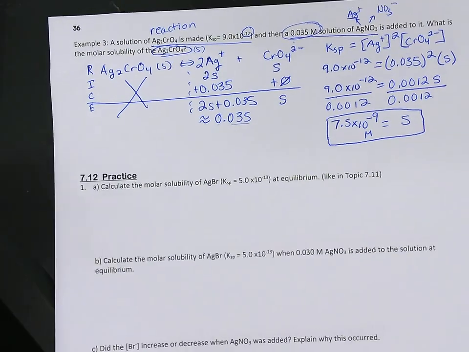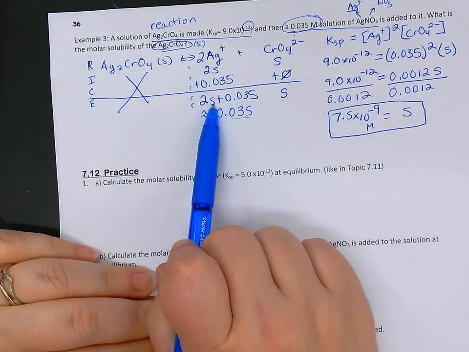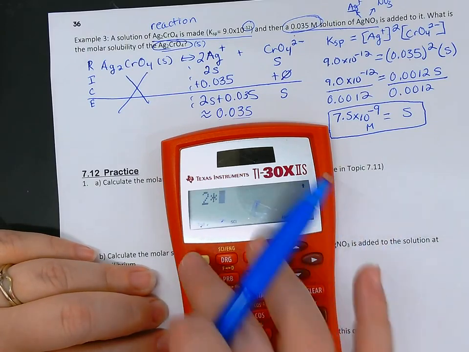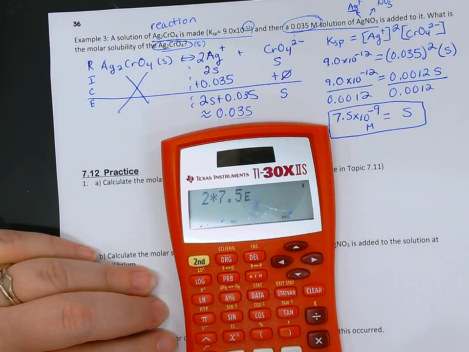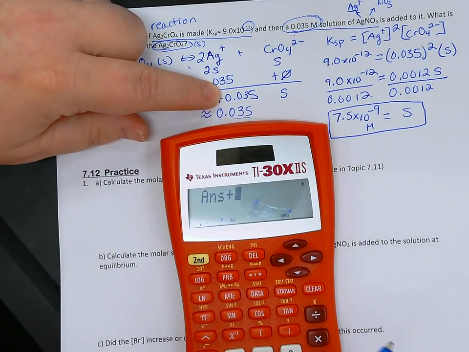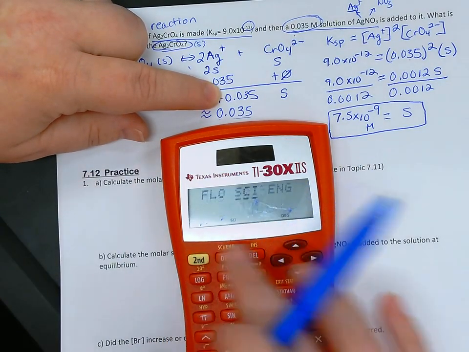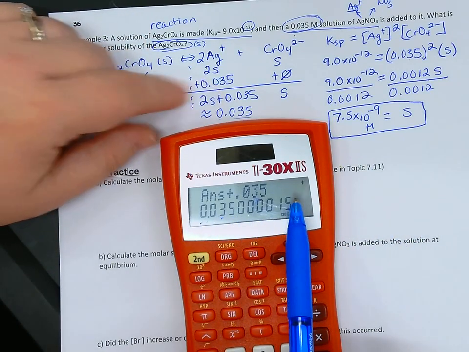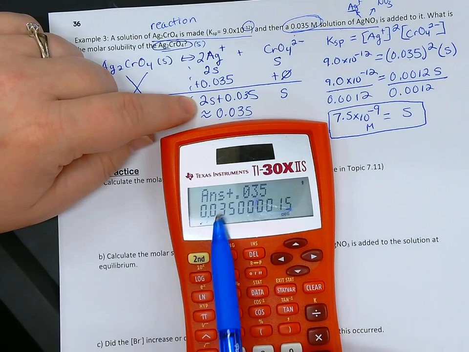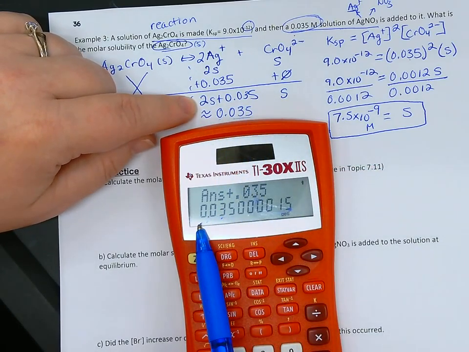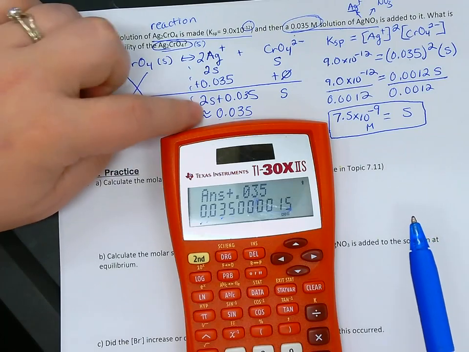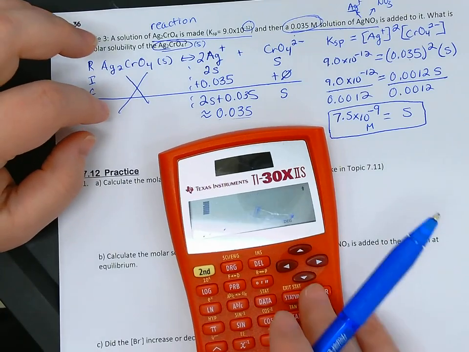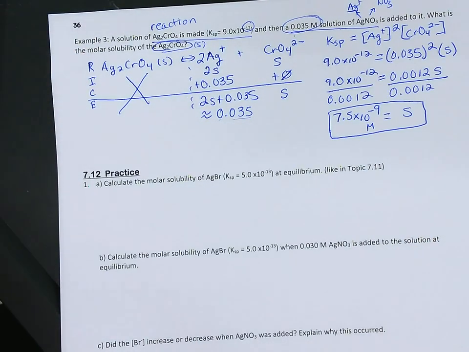Okay, that's how much actually dissolved. We can also check our assumption here if we want. So we can say, okay, if 2 times 7.5 times 10 to the negative 9 plus 0.035, that gives me, I'm just going to put it in regular notation, 0.035, 0.00015. So see how tiny this is? So this whole thing is basically equal, when we round to sig figs, to 0.035. So this assumption we made is fine. So you can always check that, make sure, does that seem right? Yes, it does.